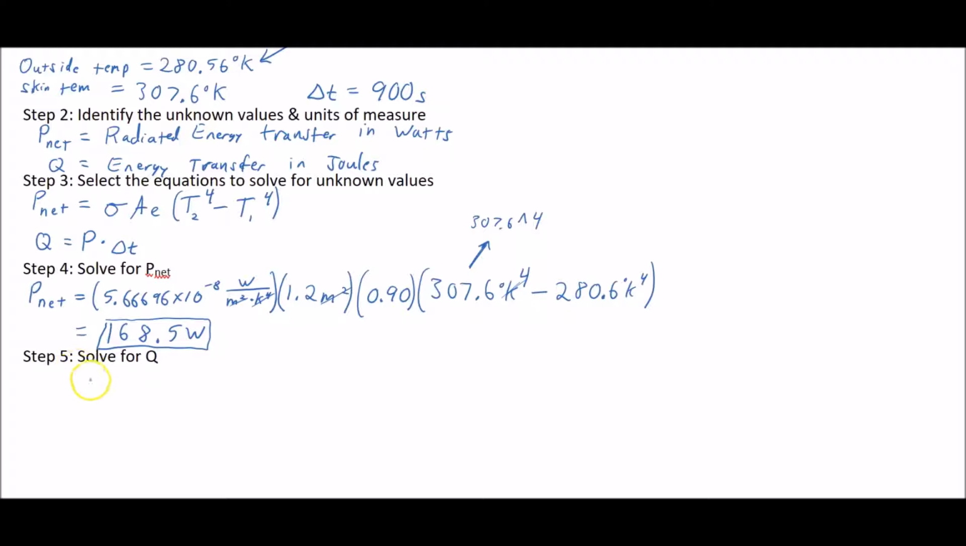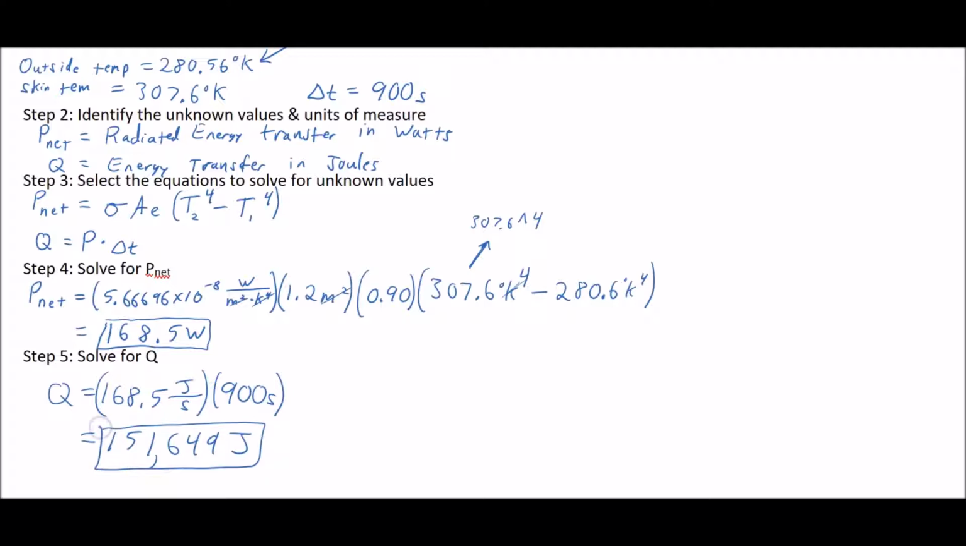So in our next step, I'm going to set that up just like this. Q is equal to P times delta T. So P is 168.5, and instead of putting watts, I'm going to put joules per second, because I want that to cancel out with the seconds for the change in time. And so it turns out that the actual amount of energy lost is a lot. And there it is.